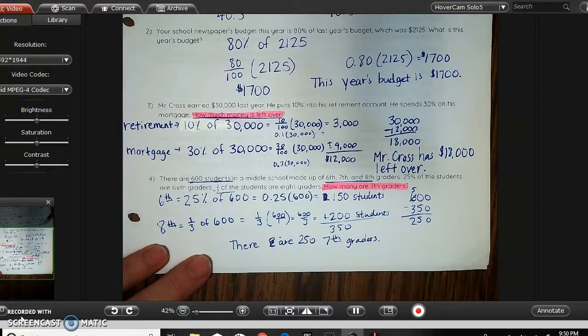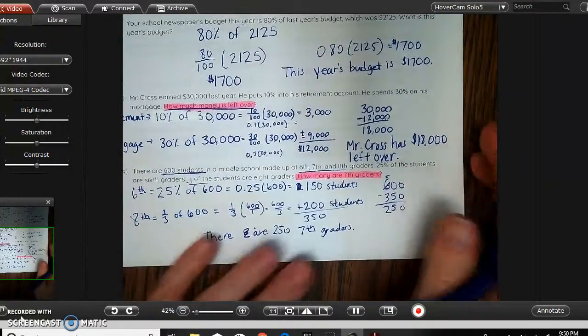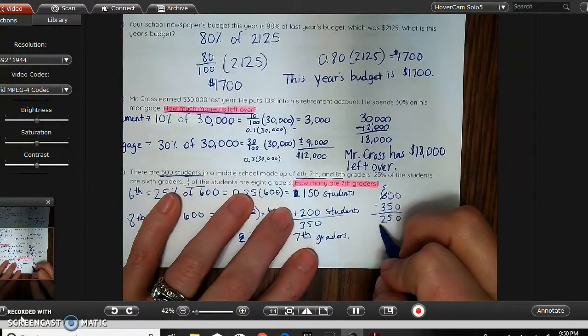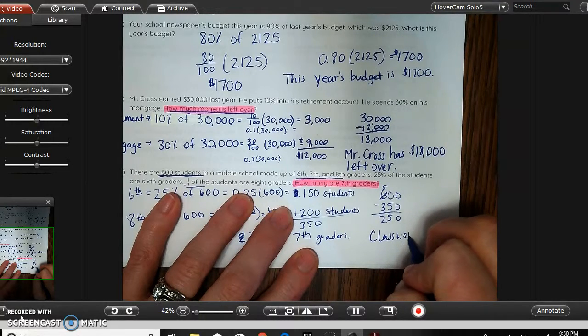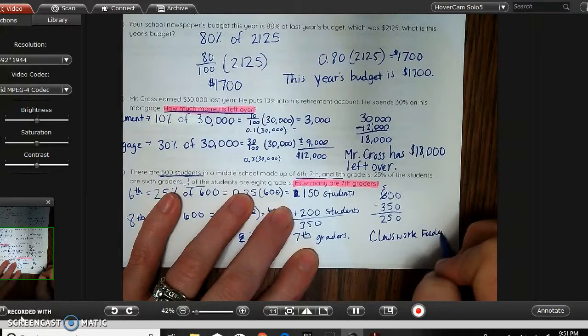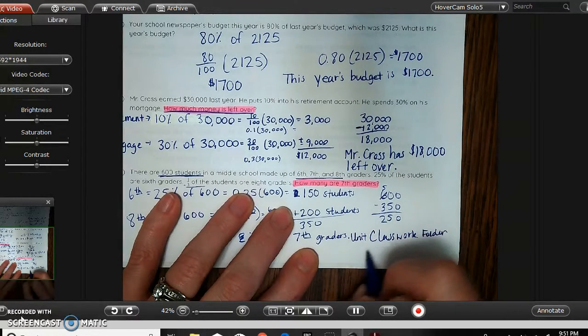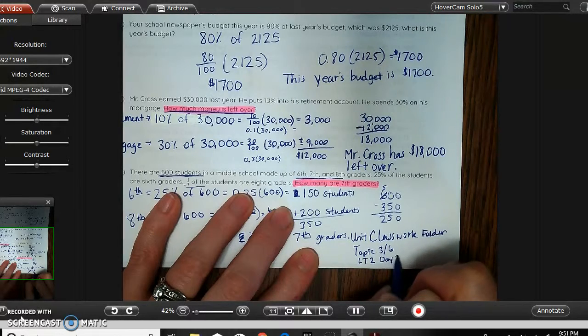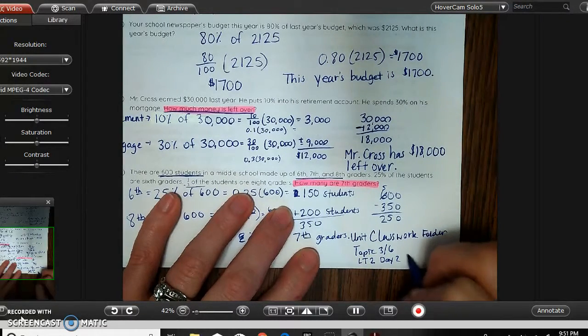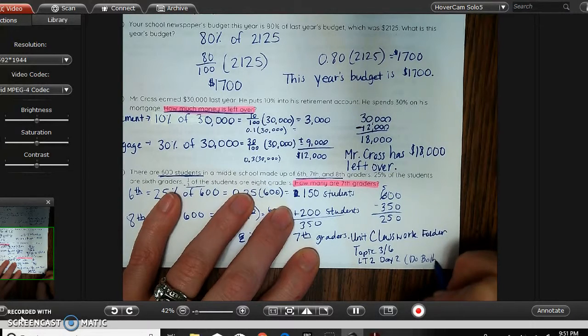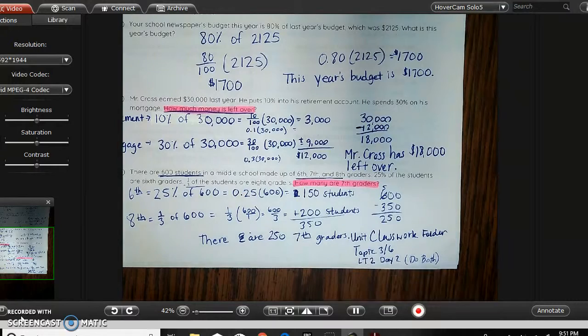Now you should be able to go in and you are going to go to Schoology. And in Schoology, you're going to go to the classwork folder. It's called the Unit Classwork folder. You are going to go to Topic 3/6. And there are 2 that say Learning Target 2, Day 2. And you're going to do both of those. One will simply practice turning fractions to decimals and decimals to percents and such. The other one will look a lot like this page. And so you need to make sure that you do both of those.